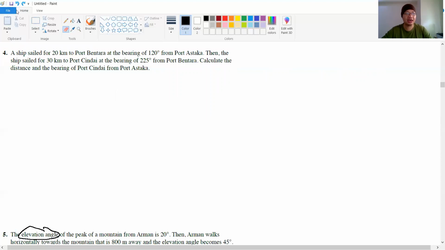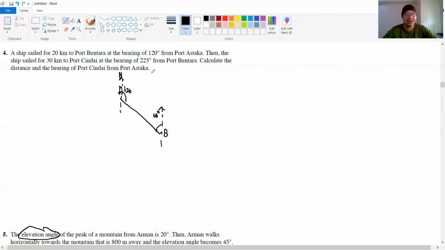Okay, so actually, the diagram is like this. A ship, say, from Port Bentara at the bearing of Astaka. Astaka is on the top, actually. Okay, Astaka, and then this is your Bentara. You see, this is North Pole. This is 120. So this is your B here. Since this is a U shape, inner angle, so 120, this one should be 60.